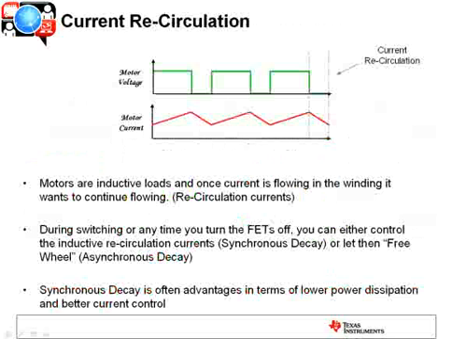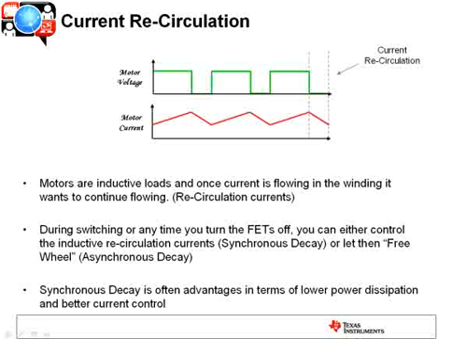Okay, if we look at a motor, the first thing we have to realize is that it's a very large inductive load, and inductors by definition do not like current to change rapidly. So as you're PWMing the voltage or the current to the motor, when the PWM duty cycle is off, you're going to have some recirculation currents. The inductor is not going to allow the current to go to zero. The current's going to continue to flow. And the question is, how do you handle that?